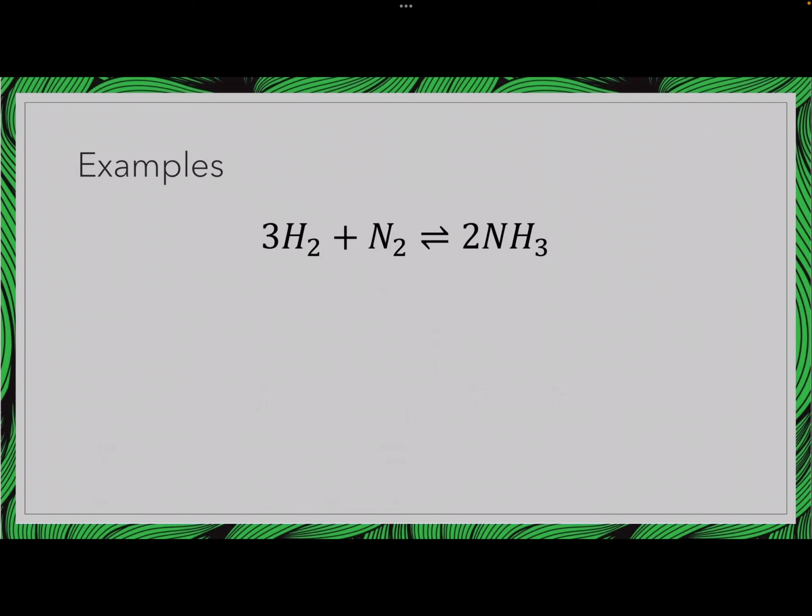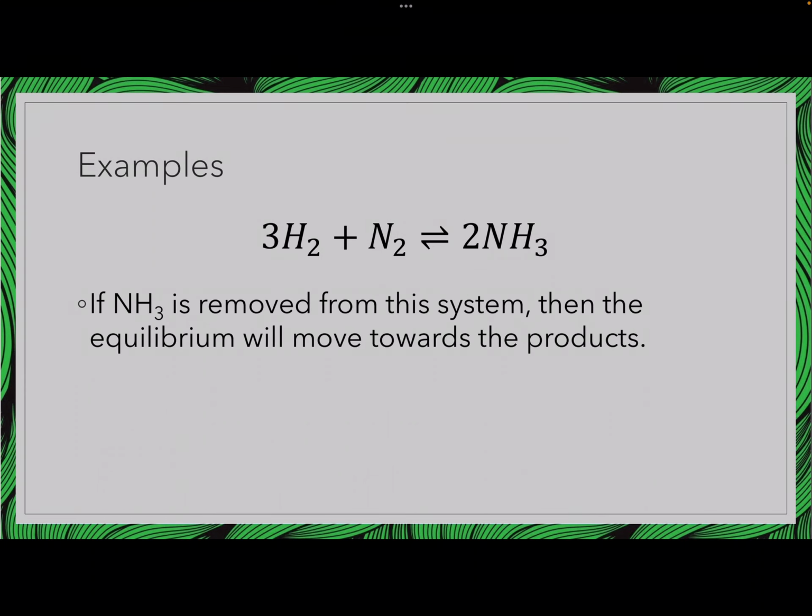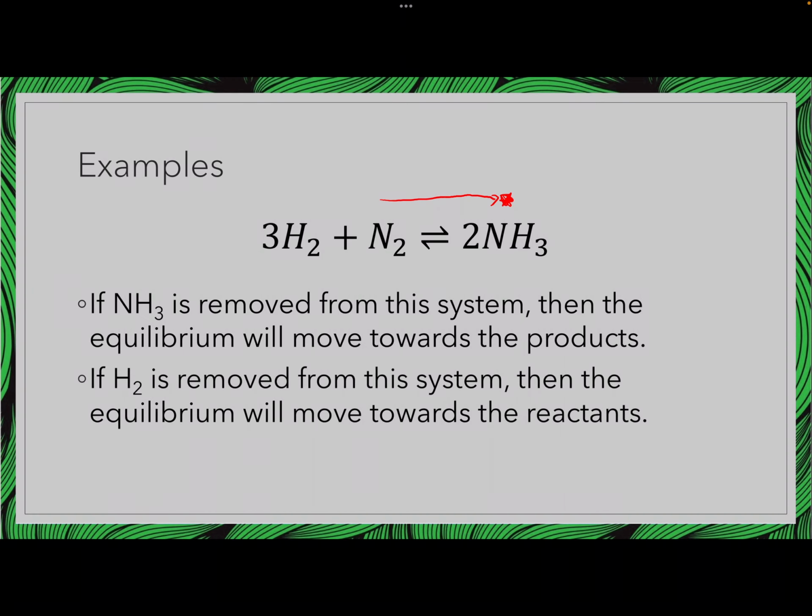Here, again, Haber process. 3 hydrogens plus nitrogen is in equilibrium with 2 ammonia. If we remove NH3, so we've taken some NH3 away, what's going to happen is the system will move towards that side. So if we remove ammonia, it's going to shift towards the products. If hydrogen is removed, so let's say we take some hydrogen out of the system, then the equilibrium is going to shift towards that side. So ammonia is going to get used up. It's going to produce some more hydrogen, some more nitrogen.